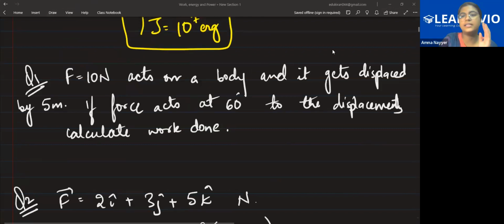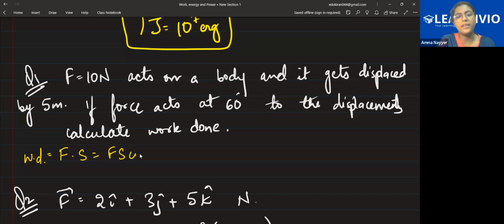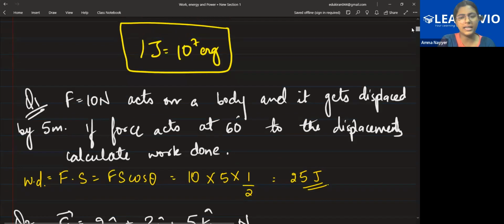Okay, see this question. It says that a force acts on a body and it gets displaced by 5 meters. If the force acts at 60 degrees to the displacement, you have to calculate the work. Easy and simple. You have to use the dot product. So work done is equal to F dot S, which is equal to F S cos theta. Force is 10, displacement is 5, cos 60 degrees is half. So this is 25 joules. That's our answer, right? Easy. Quickly write down this.